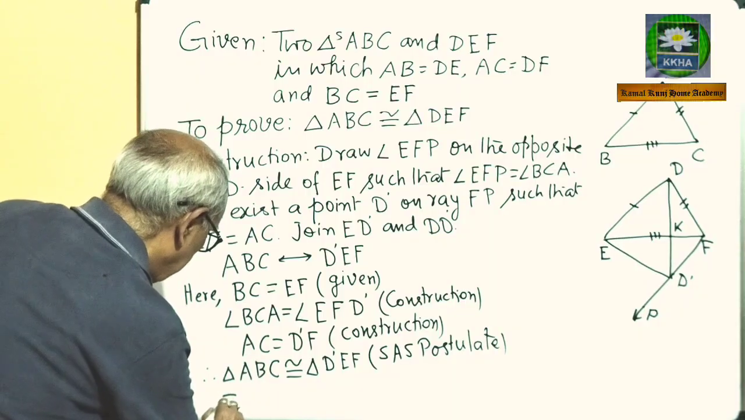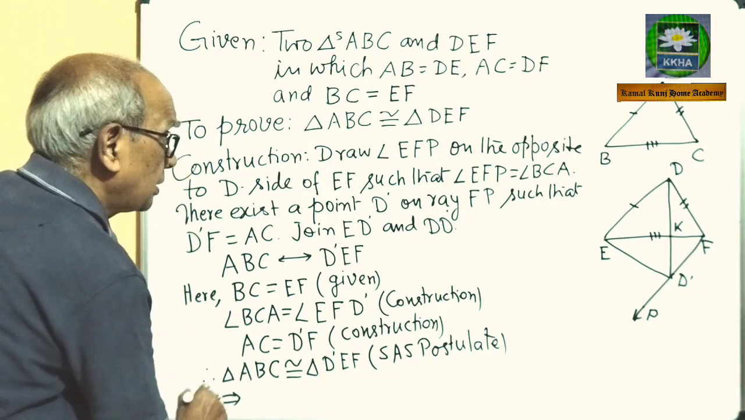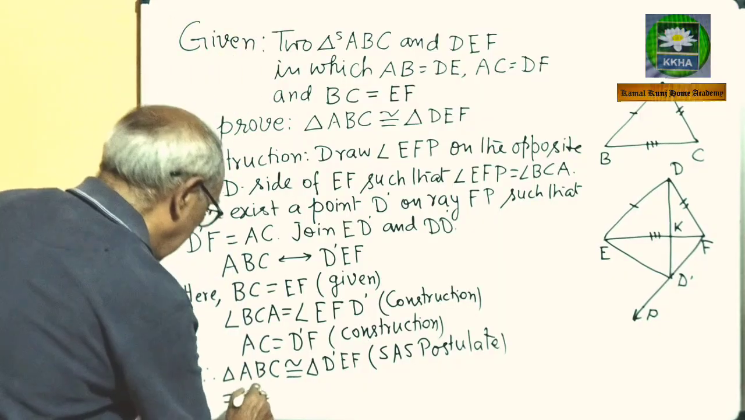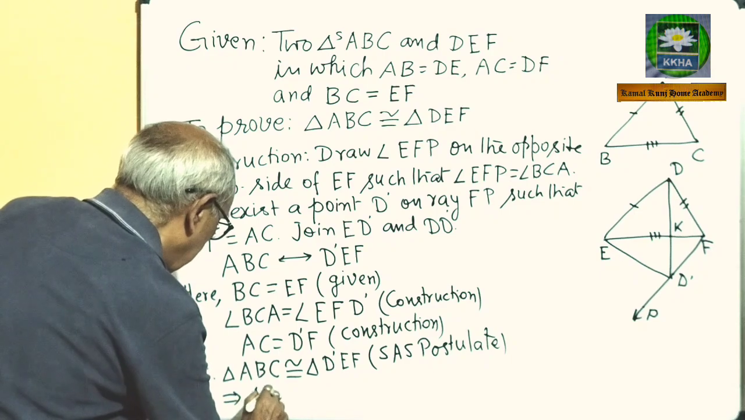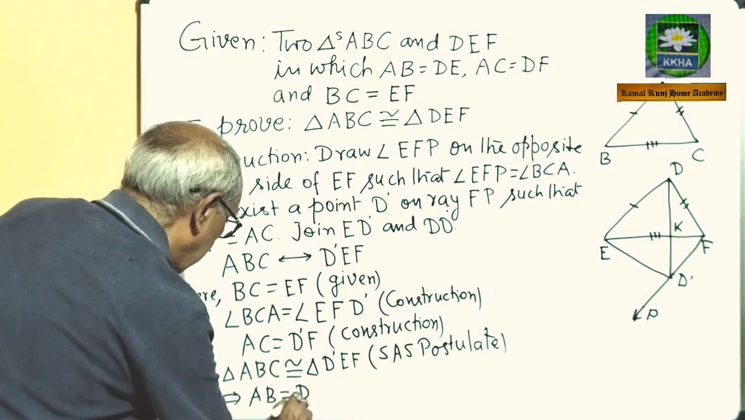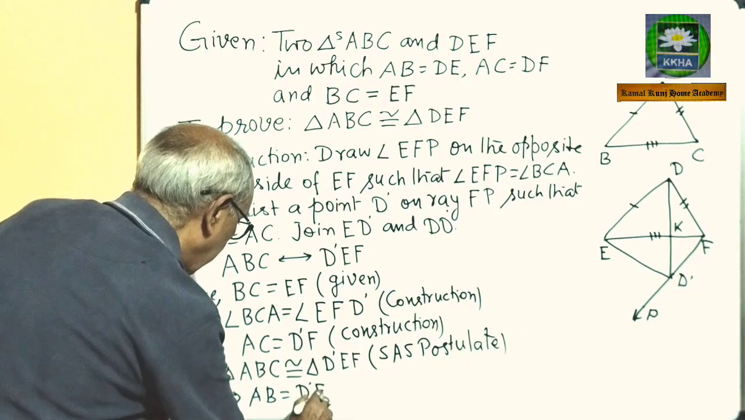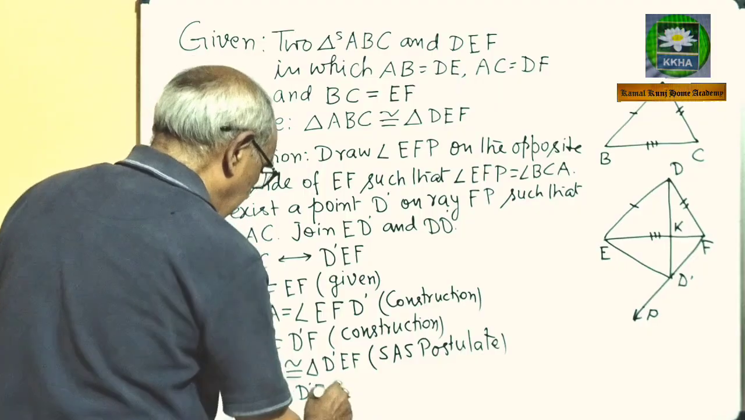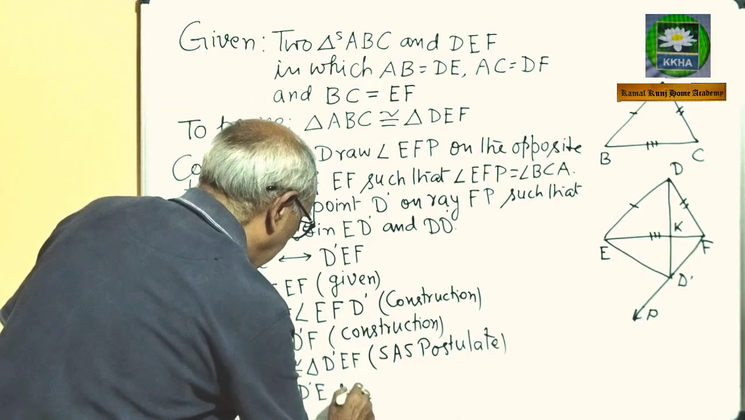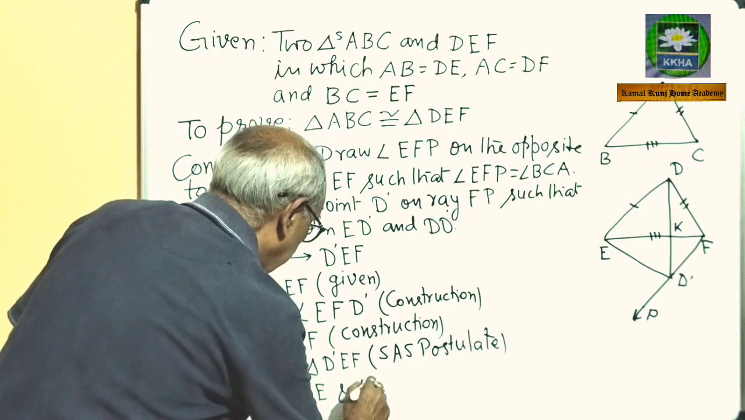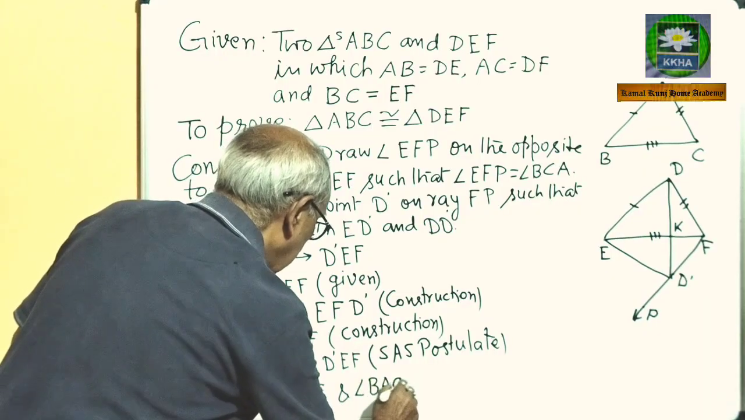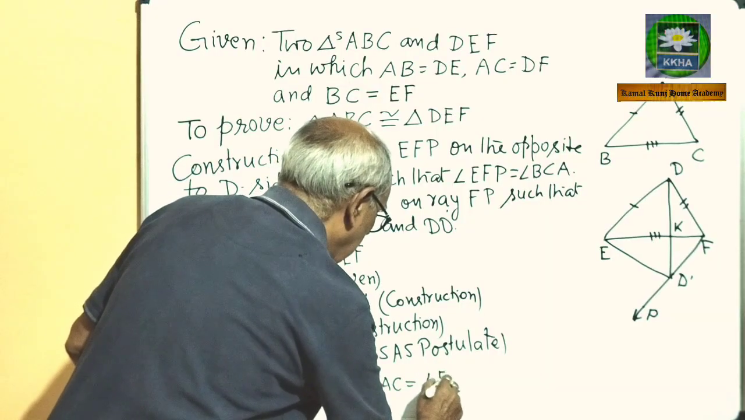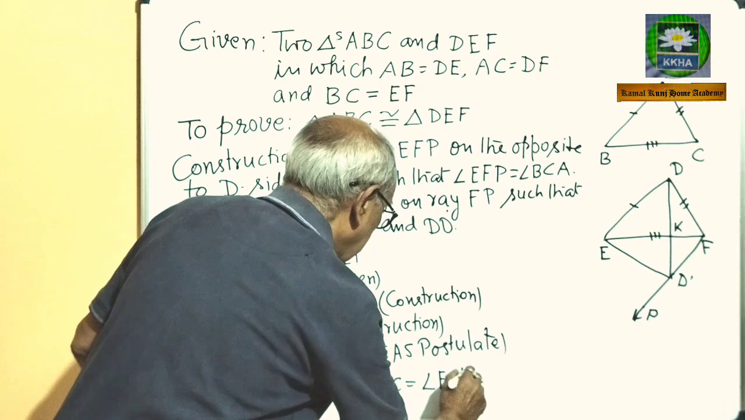This implies that AB is equal to D dash E and angle BAC is equal to angle ED dash F.